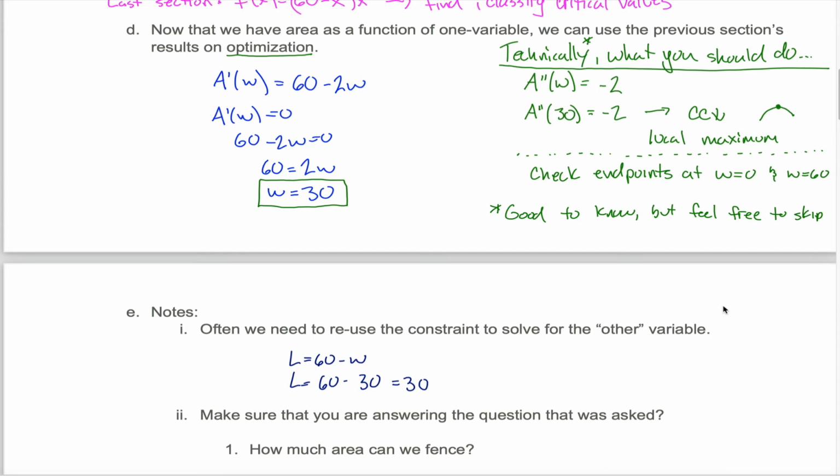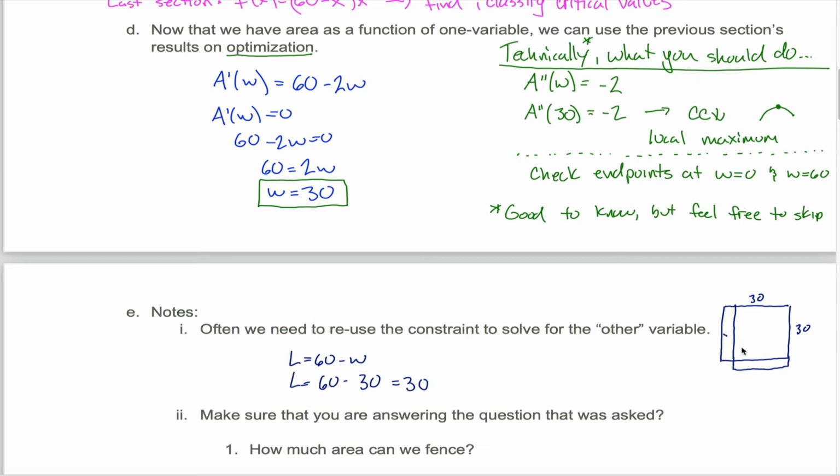Yeah, that makes perfect sense. If you're trying to fence the most area possible, your rectangle is going to end up being a square. Right? Maybe you can kind of see that if you took a little bit off the length and made this 29, well, then you can make this a little bit longer. This would be 31.